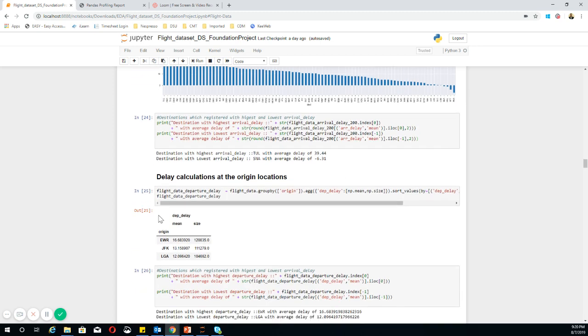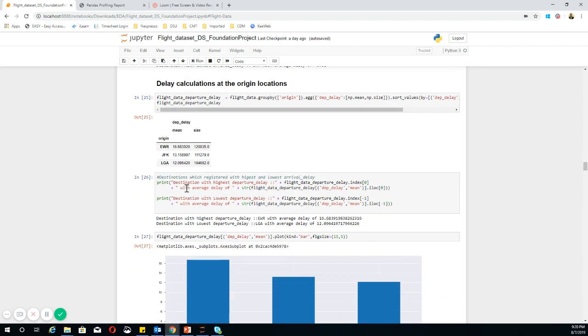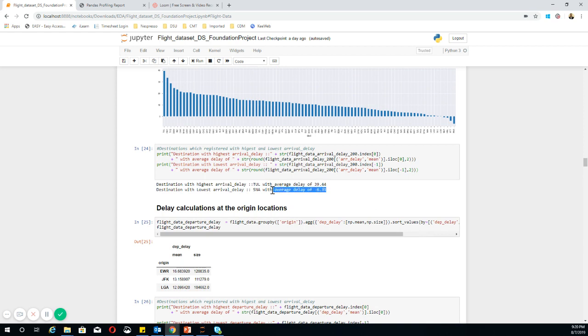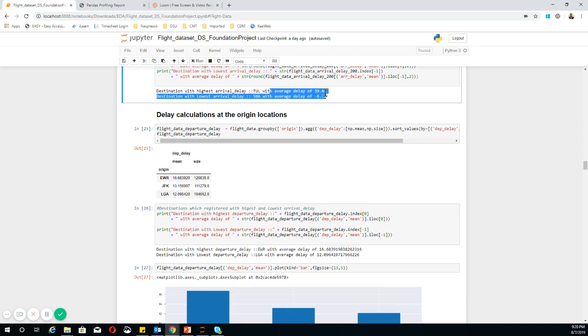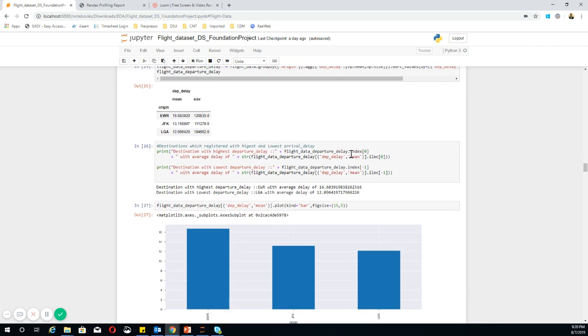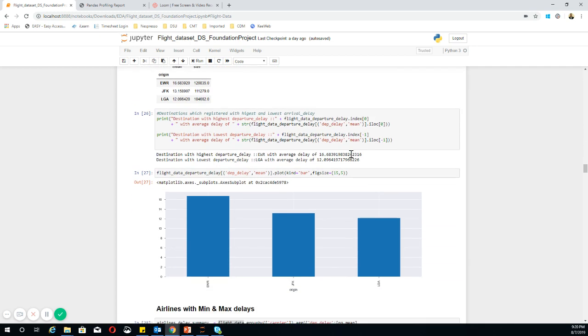Coming to the origin locations, there are three origin locations, and it is quite evident from this particular table. EWR has the maximum departure delays, and LGA has the minimum mean departure delays. The values calculated here are mean values, the mean average delay for the year 2013, and 39.44 is in minutes. That is the unit which was used.